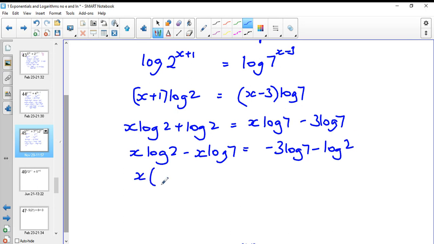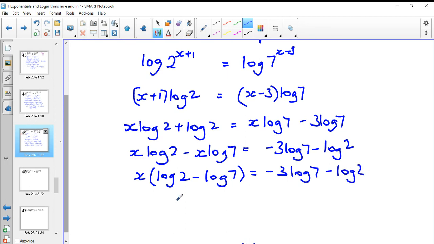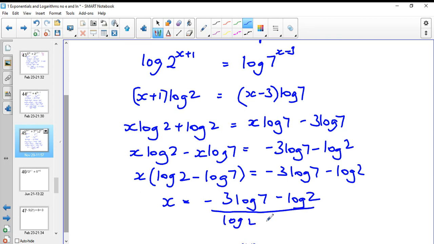2 more steps, factorise to get x to appear once, and then divide to get x to appear on its own. And then if you stick all of that lot into your calculator, you'll get an answer of 5.21.